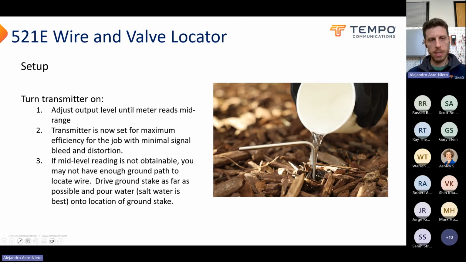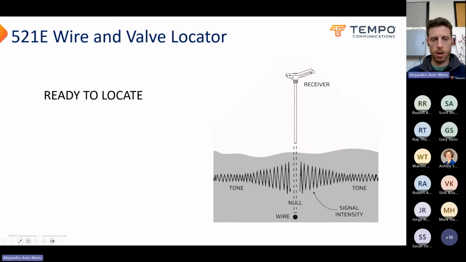So if you can't get a good reading on that gauge, the most likely scenario is because there's not a great ground happening. One thing you can do to improve that, if you're in a dry, sandy condition, is to pour water on that ground stake. Salt water is actually ideal because it's the most conductive, and that will help you make a good ground contact. So once we do that, we are ready to get the receiver in our hands and go.